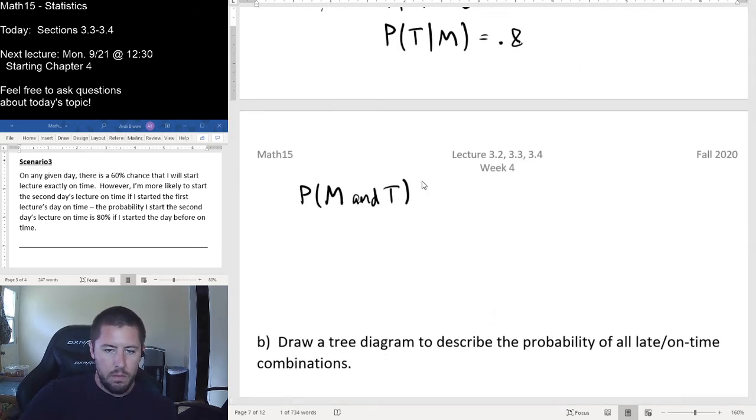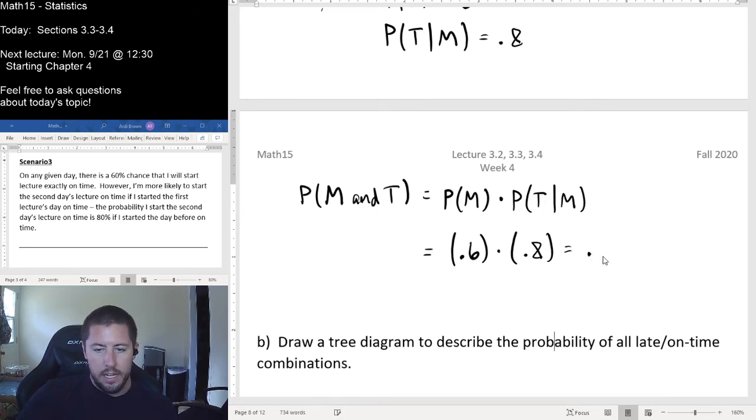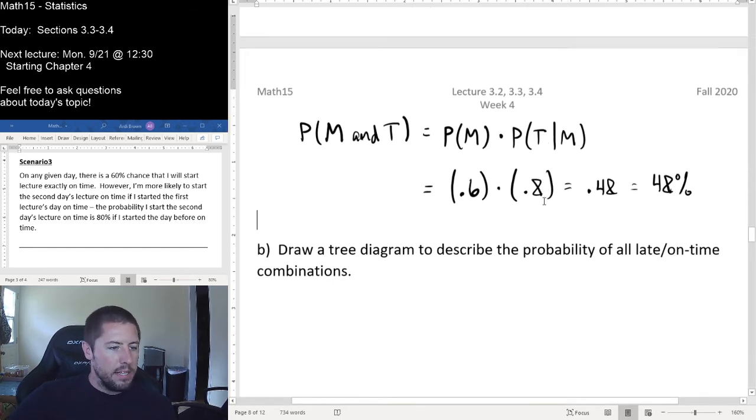Right? So from our rule, I'm going to compute the probability that I'm on time on Monday times the probability that I'm on time on Tuesday, given that I was on time on Monday. Because for me, those are dependent events right there. They are dependent on one another. The probability that I'm on time on Monday is a 60% chance, times the 80% chance that I'm on time on Tuesday, given that I'm on time on Monday. And I can multiply those together to get 0.48, or a 48% chance that I start both of my lectures on time right there. Now, what I think is the more interesting thing to do in this problem is to actually talk about all possible scenarios, right?